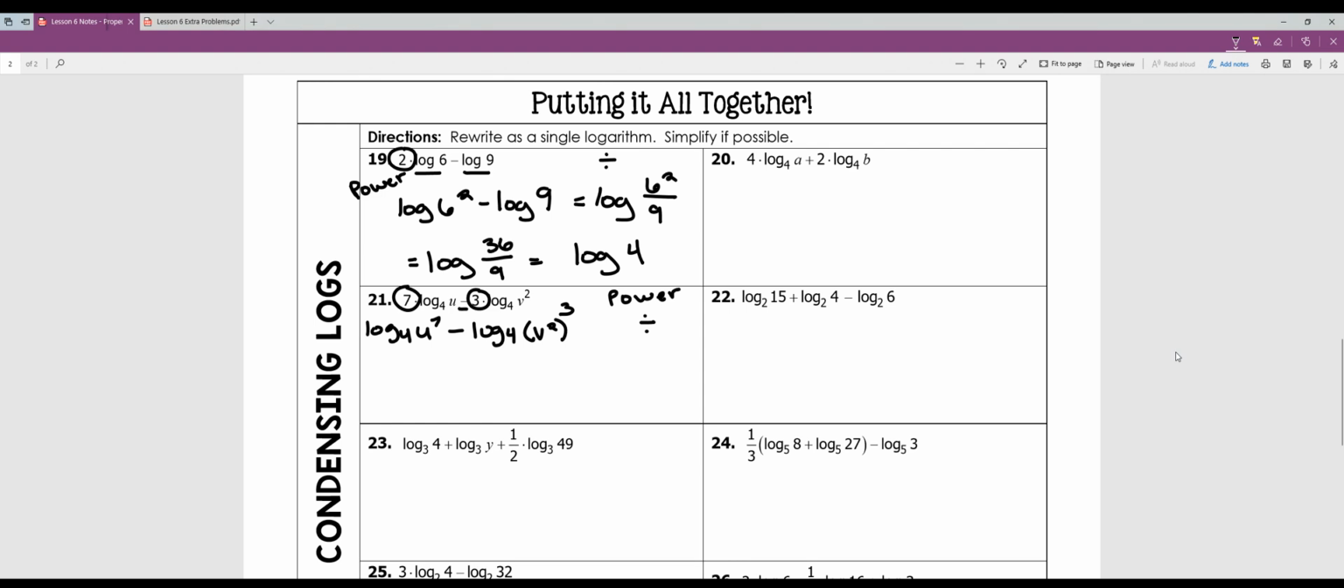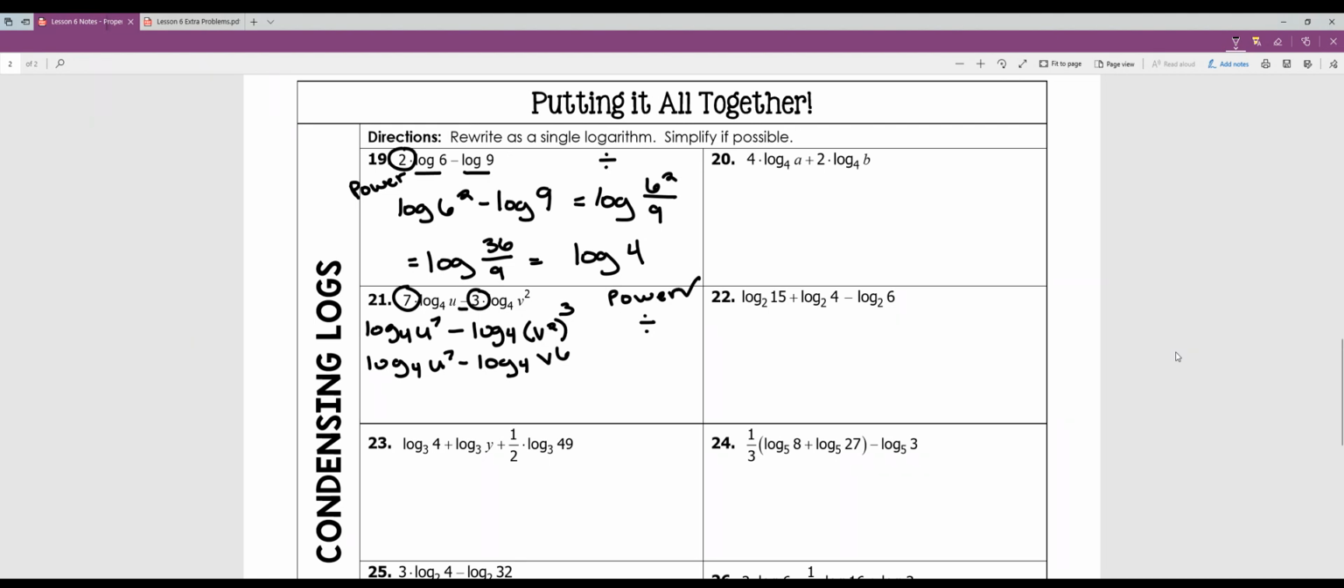So I have an exponent raised to another exponent, and if you remember back from our unit on exponents, I multiply those two numbers together, and so I'm going to have log base 4 of v to the 6th power. So I've taken care of the power property. Now I need to look at quotient.